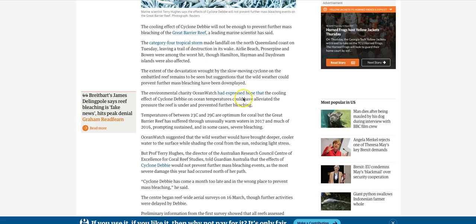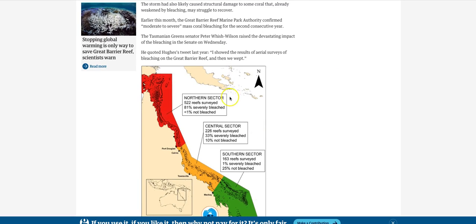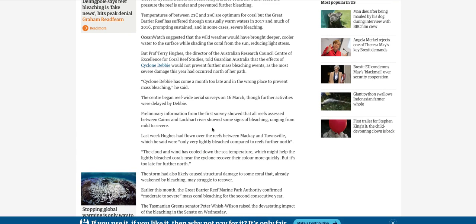Just a couple of segments here. Ocean Watch had expressed hope that the cooling effect of Cyclone Debbie on ocean temperatures could have alleviated the pressure the reef is under and prevented further bleaching. The reef has suffered through unusually warm waters in 2017 and much of 2016, prompting sustained and in some cases severe bleaching. If I'm not mistaken, over 50%. I think over 50% of the total reef is suffering some sort of bleaching issue.